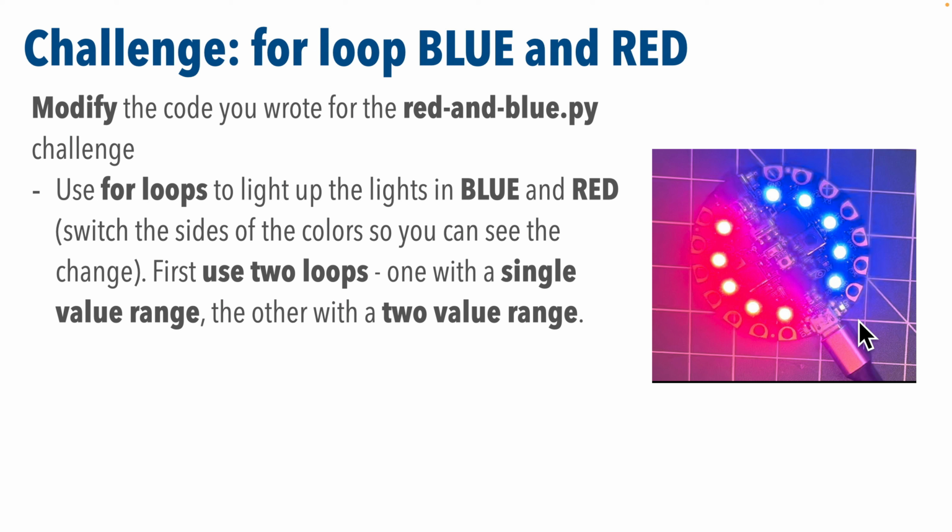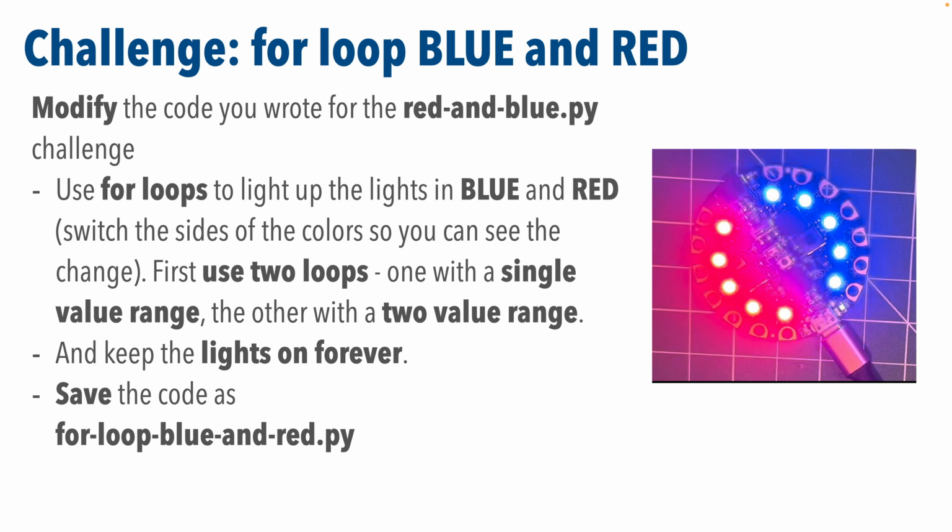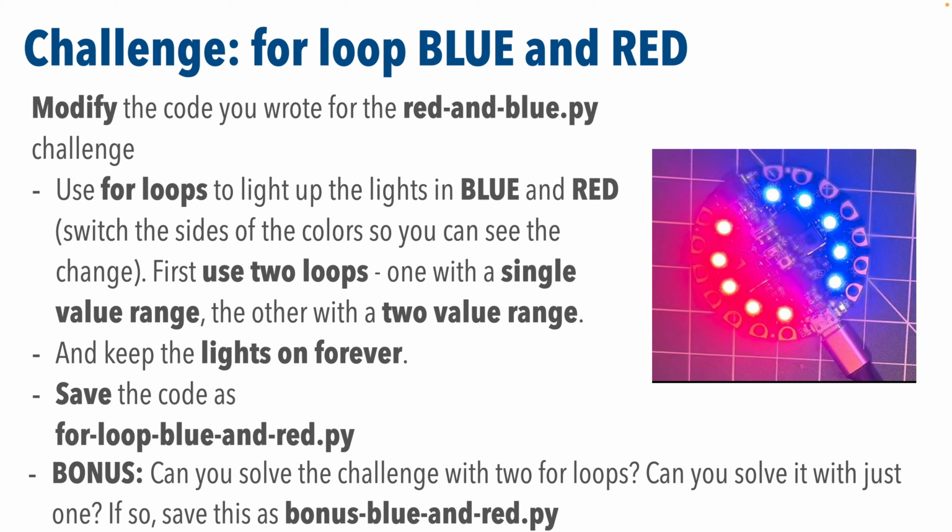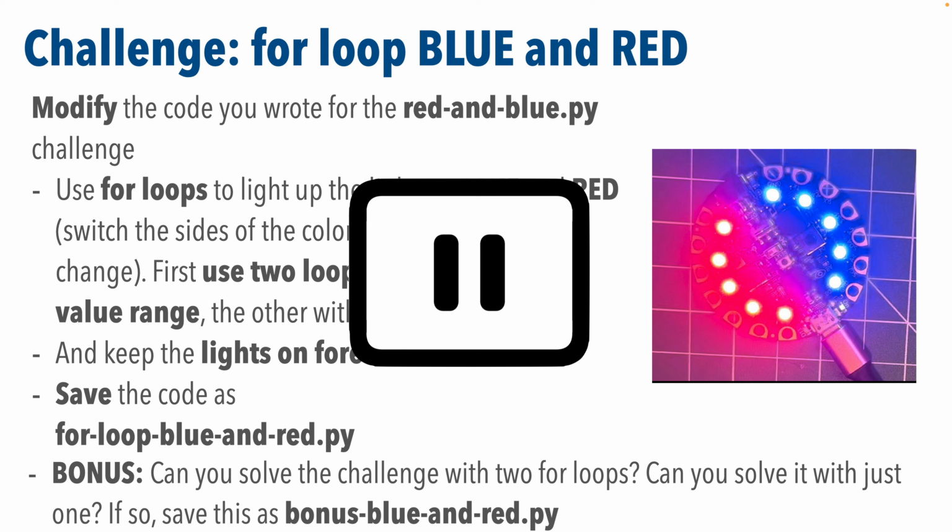But for the challenge, use 2 for loops to solve this. One loop with a single value range, the other loop with a 2 value range. And when those lights are lit up, keep them on forever. So when you solve this, save the solution as for-loop-red-and-blue.py. And bonus, after you solve the first challenge, see if you can solve the challenge with just 1 loop instead of 2. Same result, and if you get the bonus, save that as bonus-blue-and-red.py.